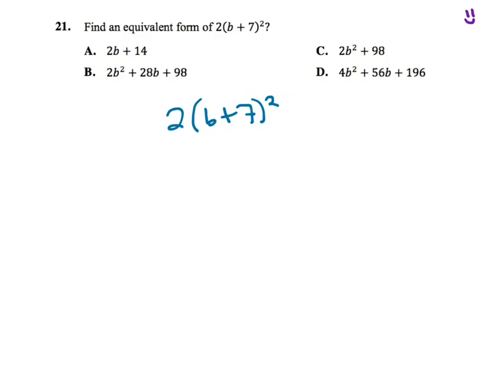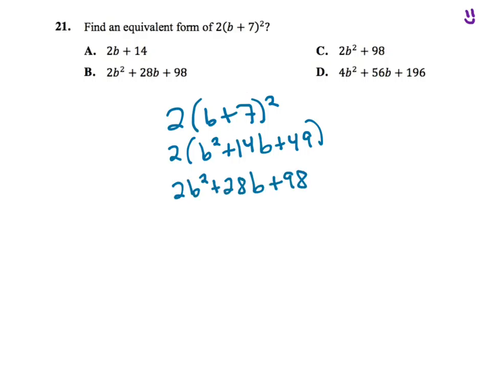So I'm going to keep the factor 2 out, and I'm going to multiply this to get my quadratic, my trinomial. So I get 2 times b squared plus 14b plus 49. Now I can distribute my 2 in. 2b squared plus 28b plus 98.